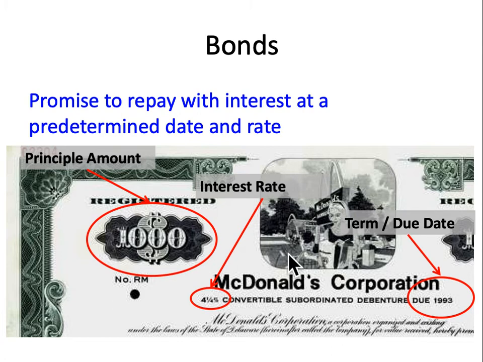So it's due 1993, interest rate's 4.25%, and the principal amount is $1,000. And so that would be an example of a McDonald's Corporation bond. Bonds come from corporations, bonds come from banks, bonds come from governments. They're all basically loans. Okay?